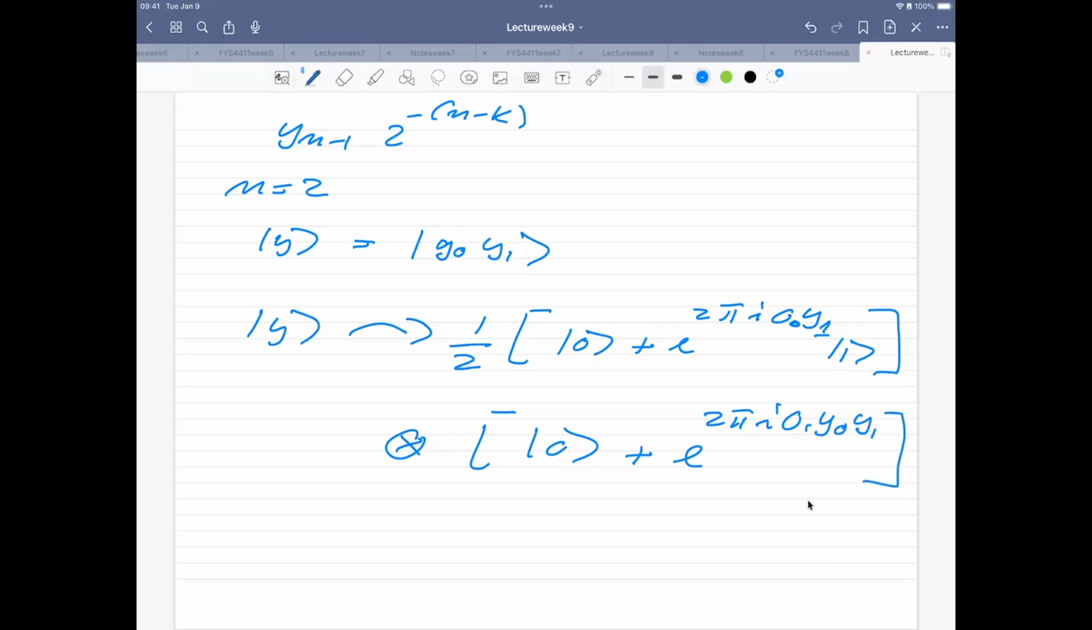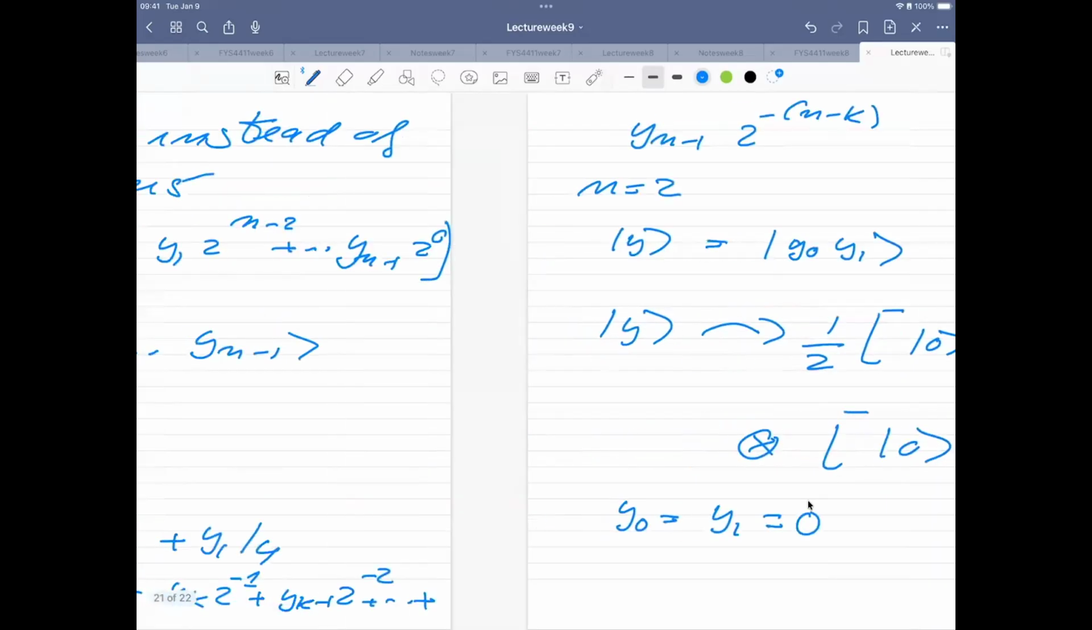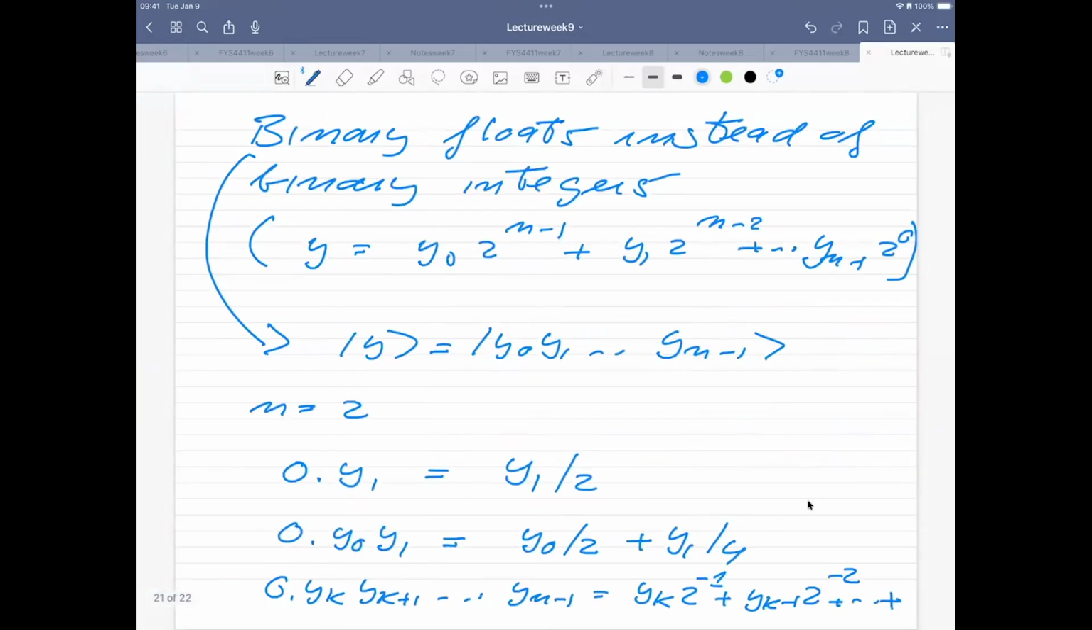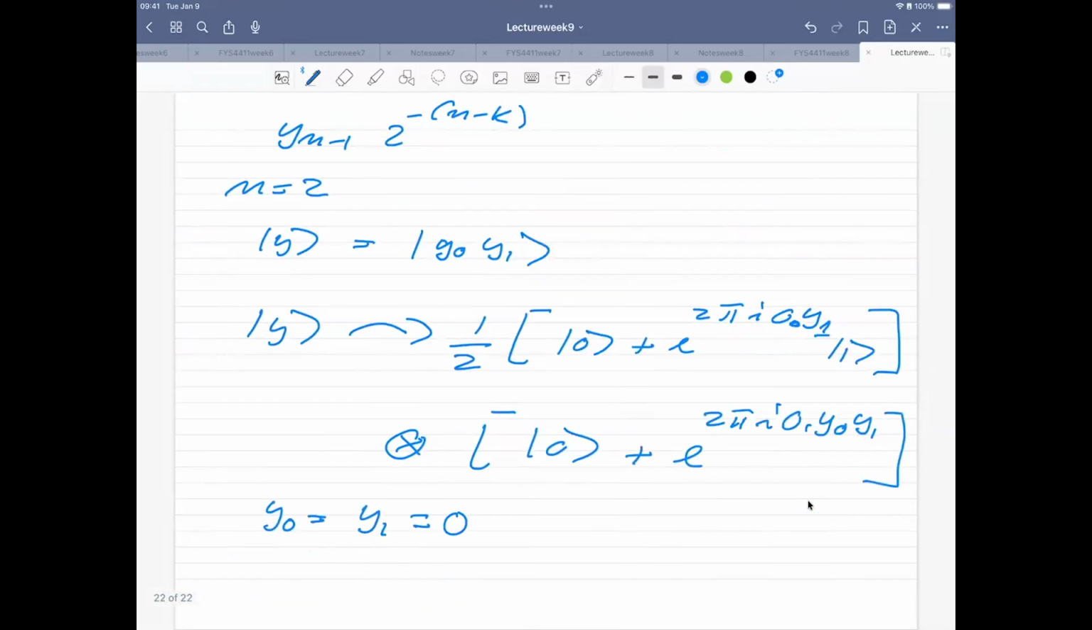And when I plug in the values which I had, if I am looking at y0 equal y1 equal to 0, then clearly what I have to plug in is simply 0 divided by 2, 0 divided by 4, and then 0 divided by 2 here, and that would give me back the same expression which we had before. So this is a slightly more compact way by which we can now represent these types of qubits.